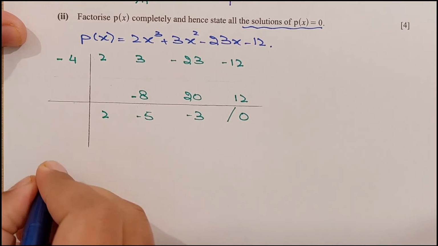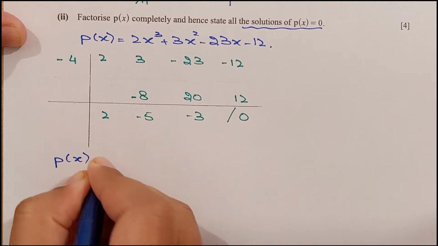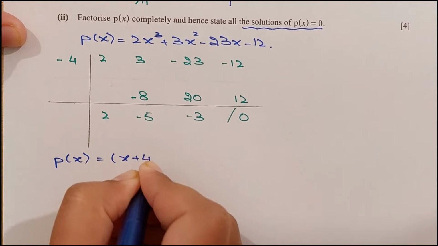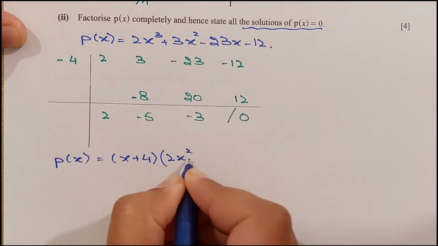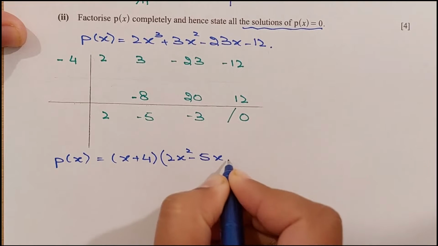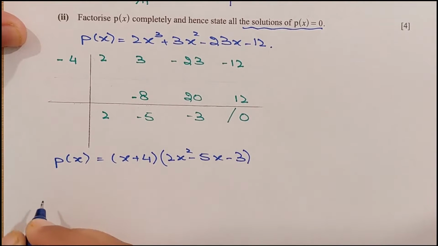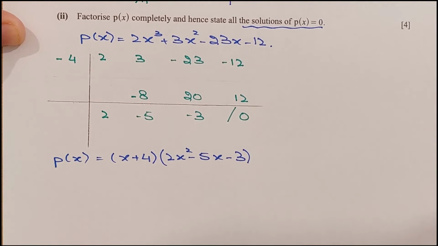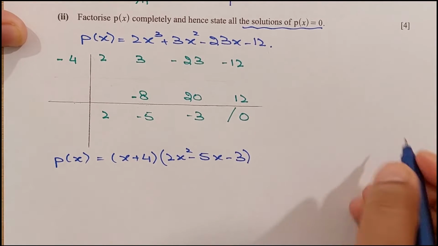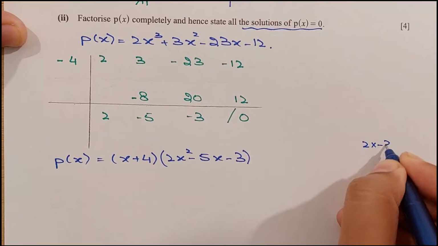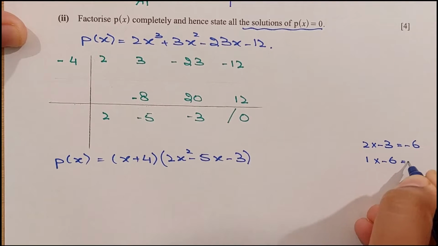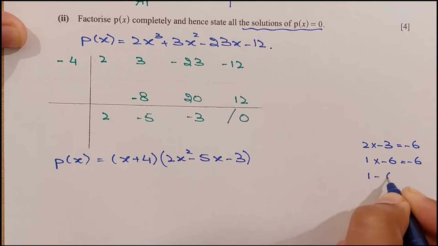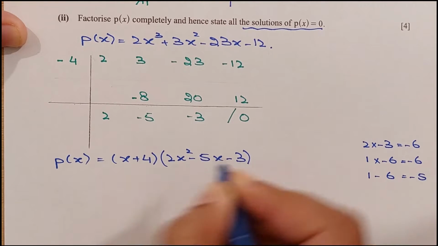So we have the polynomial p of x as x plus 4 times 2x squared minus 5x minus 3, where 2 is the coefficient of x squared, minus 5 is the coefficient of x, and negative 3 is the constant term. Let me factorize this. Calculator is not allowed. So 2 times negative 3 is negative 6, and 1 times negative 6 is negative 6, and 1 minus 6 is minus 5. Let me break the middle term.